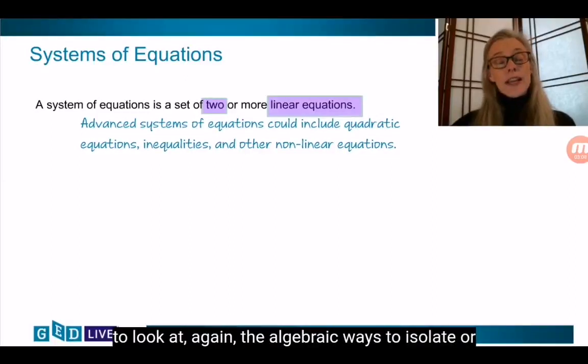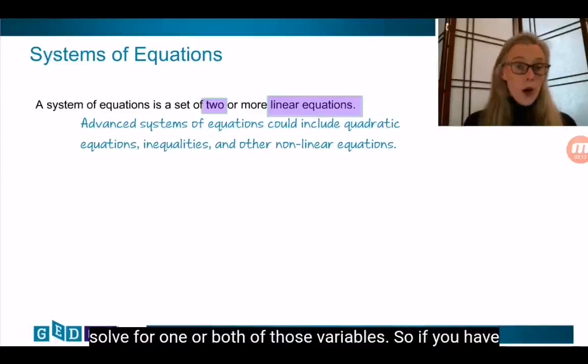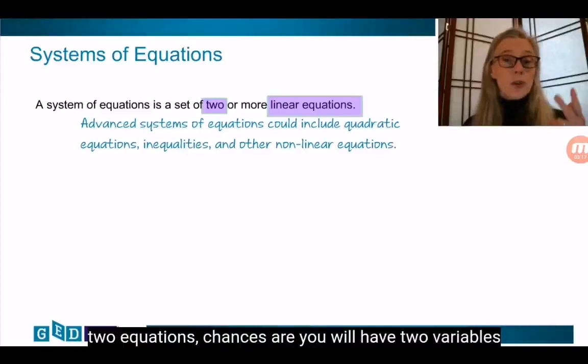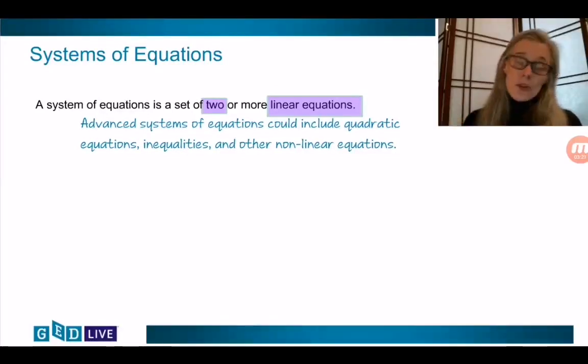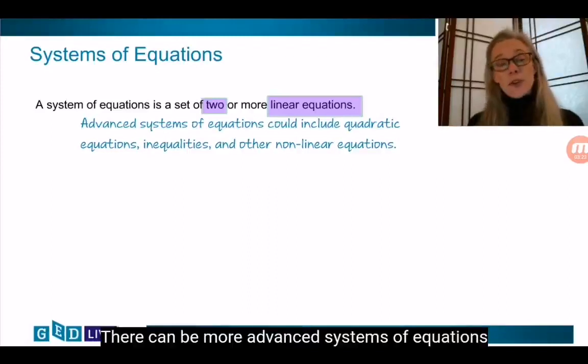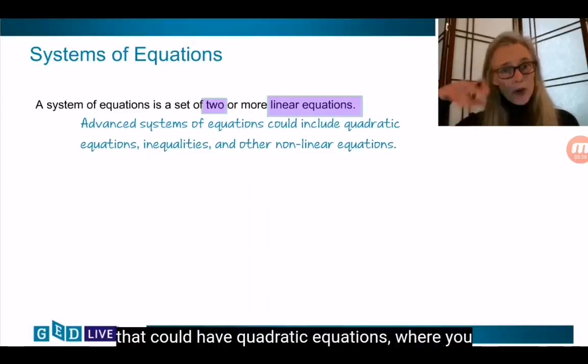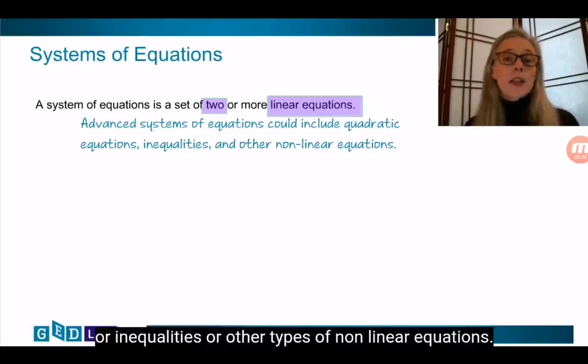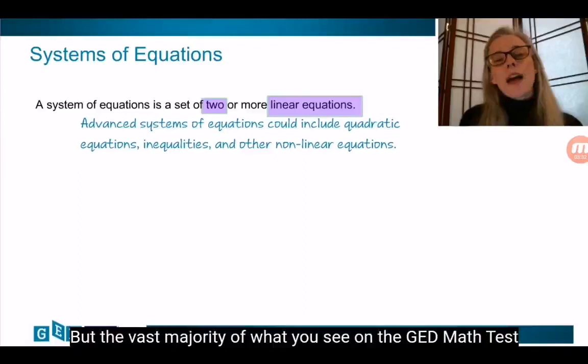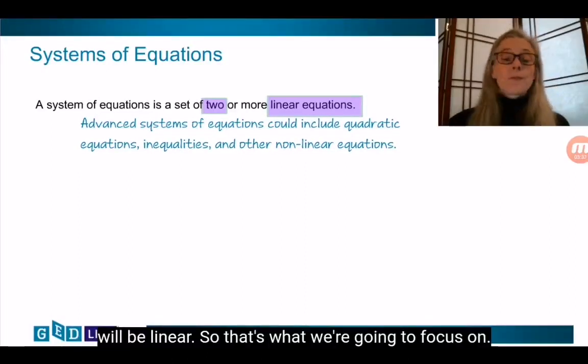And we're going to look at, again, the algebraic ways to isolate or solve for one or both of those variables. So if you have two equations, chances are you will have two variables and you'll be able to solve for each of them. Now, there can be more advanced systems of equations that could have quadratic equations where you have, say, a squared term, or inequalities or other types of nonlinear equations. But the vast majority of what you see on the GED math test will be linear. So that's what we're going to focus on.